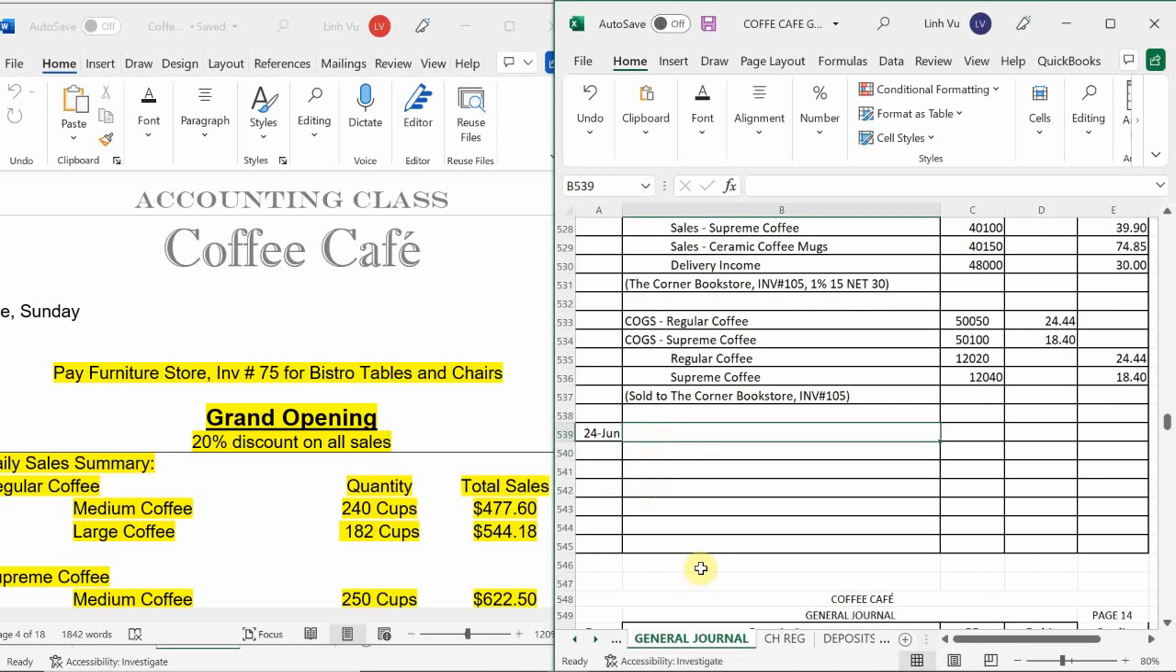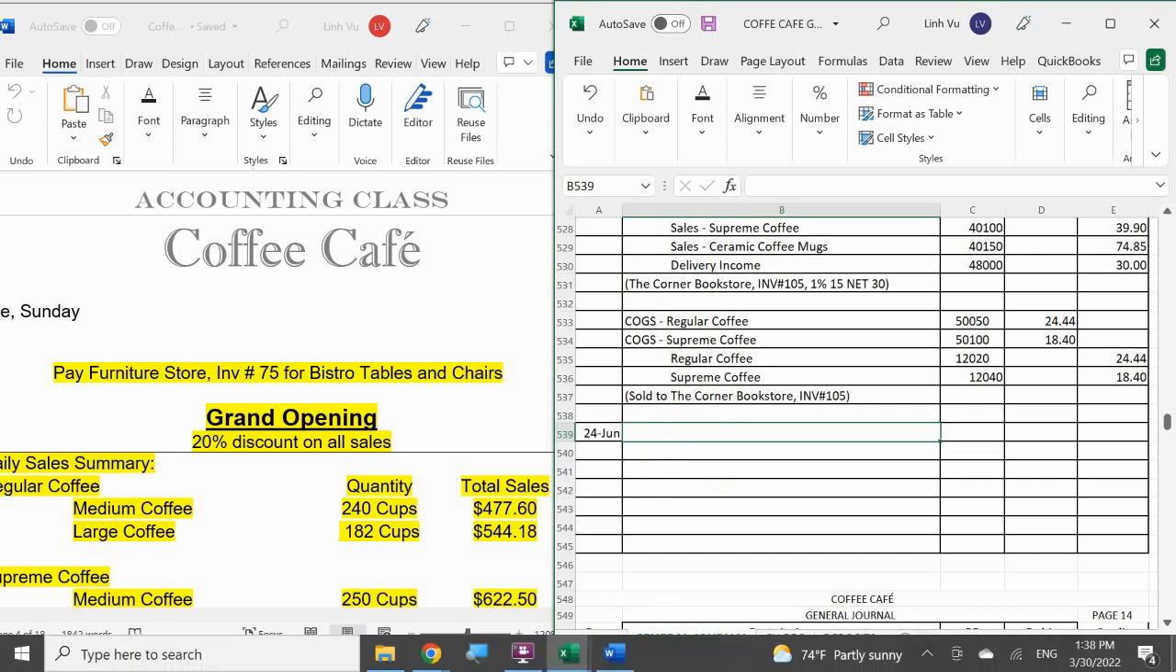Okay. So here we have to pay the furniture store for invoice number 75, and we're going to be using a check number to pay for the tables and chairs. So how do I make a payment to the furniture store? Write a check. What else are we going to do? Accounts payable. We're going to do an accounts payable. And we're going to write a check.